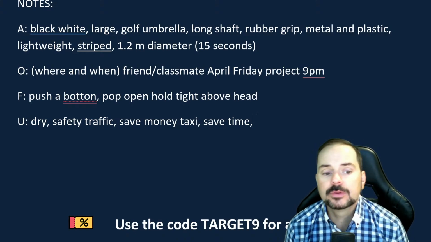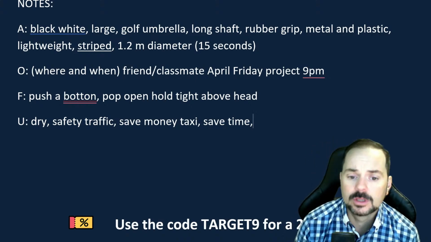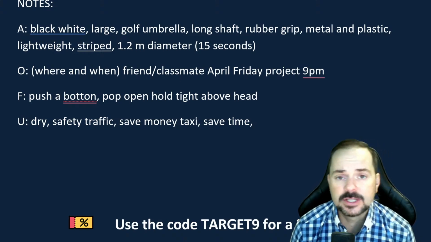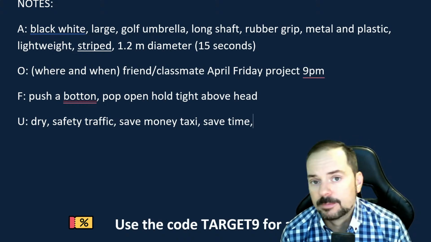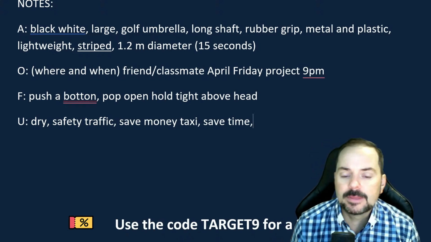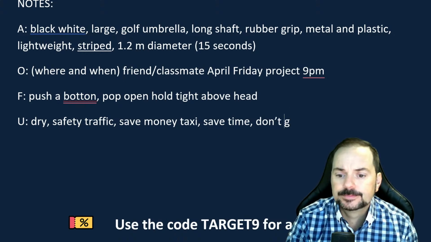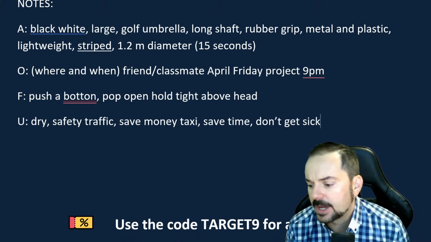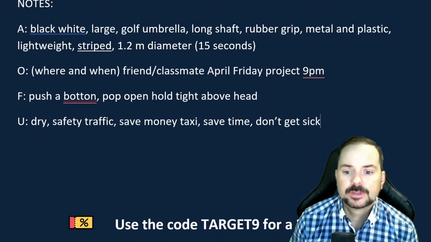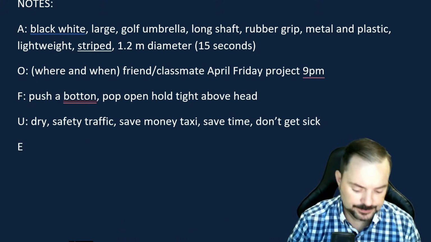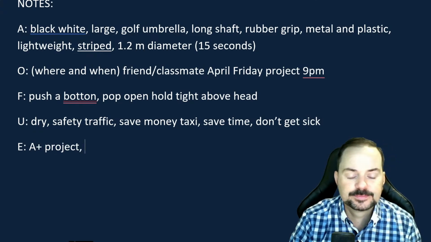So this umbrella not only helps you to stay dry, but it also keeps you safe in traffic. You're more visible. You don't have to waste money on a taxi. You don't have to wait for the taxi, especially if you don't live too far, right? Or public transit for that matter, okay? And you don't get a cold, right? You don't get wet and sick, okay? Yeah, so visualize, okay? Experience. You got an A+ on the project, return the umbrella.